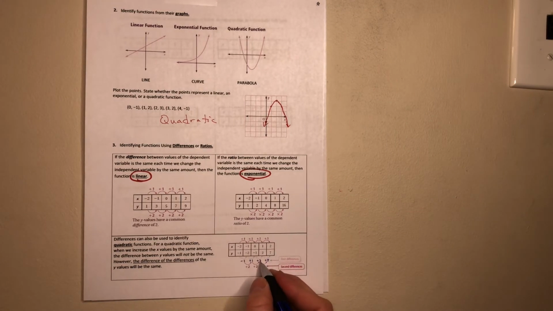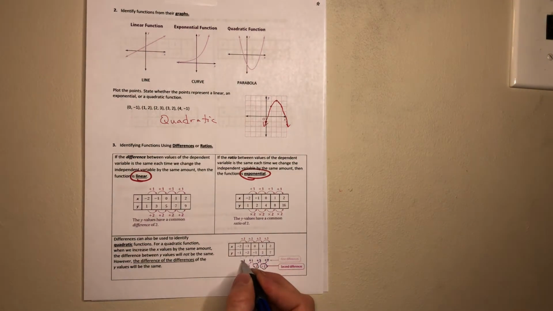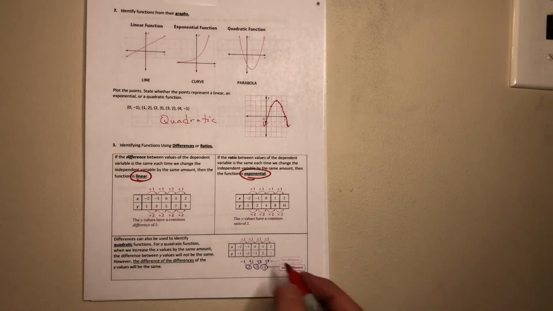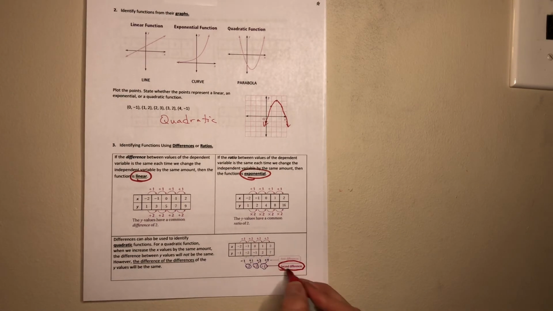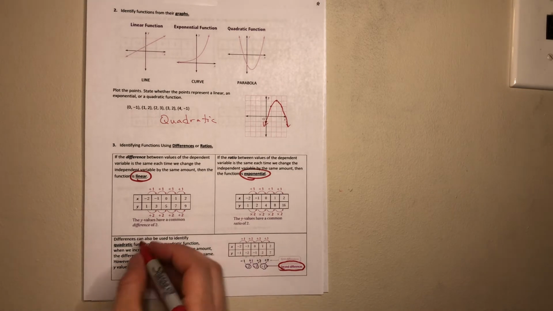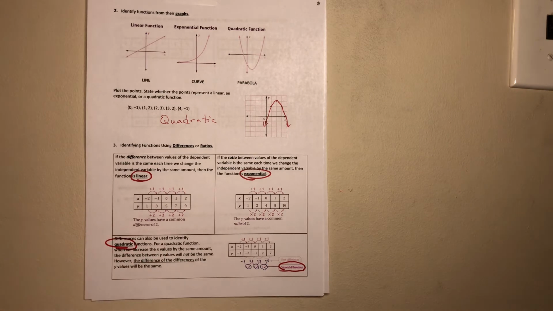What's 5 minus 3? We get 2. What's 3 minus 1? We get 2. What's 1 minus -1? We get 2. So what we notice is the second difference is constant. And when that happens, you know you're dealing with a quadratic function.